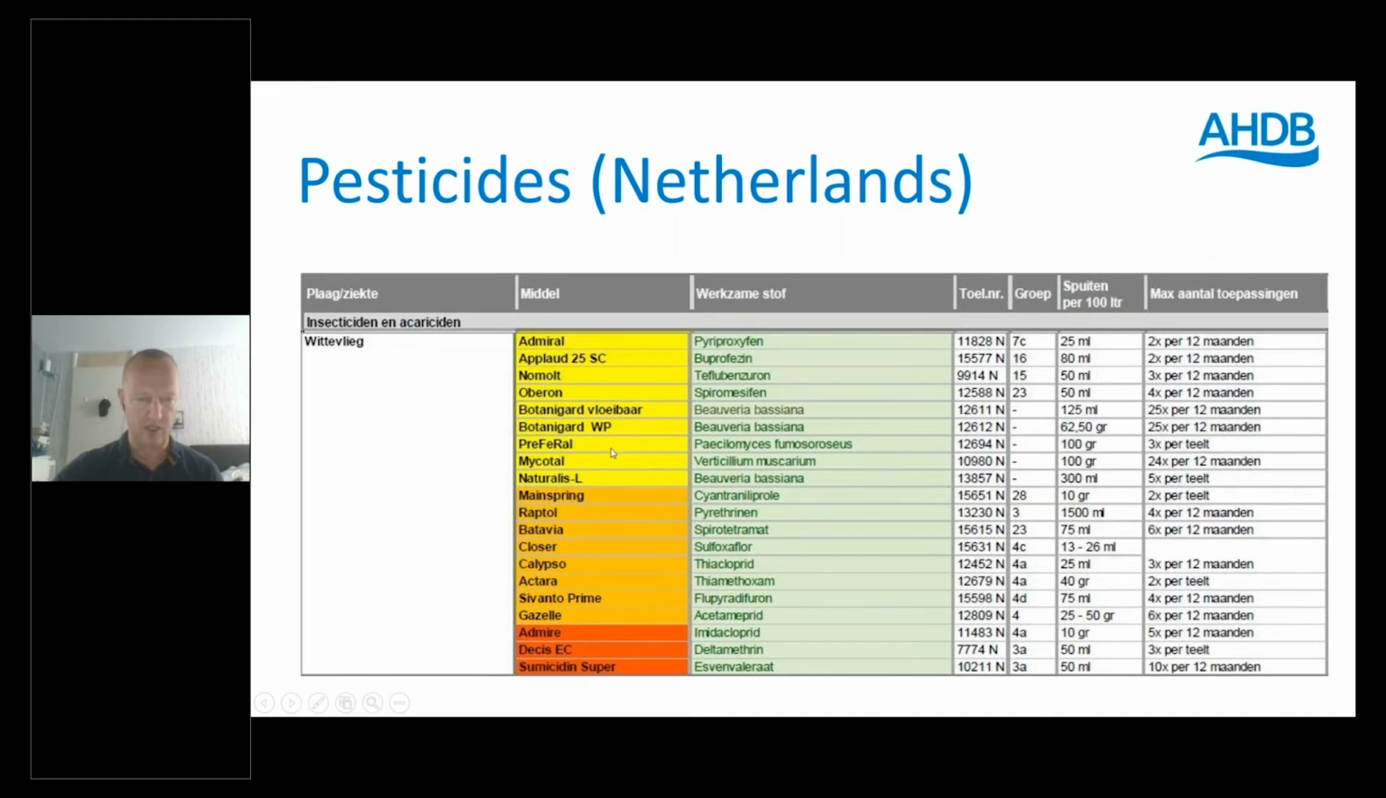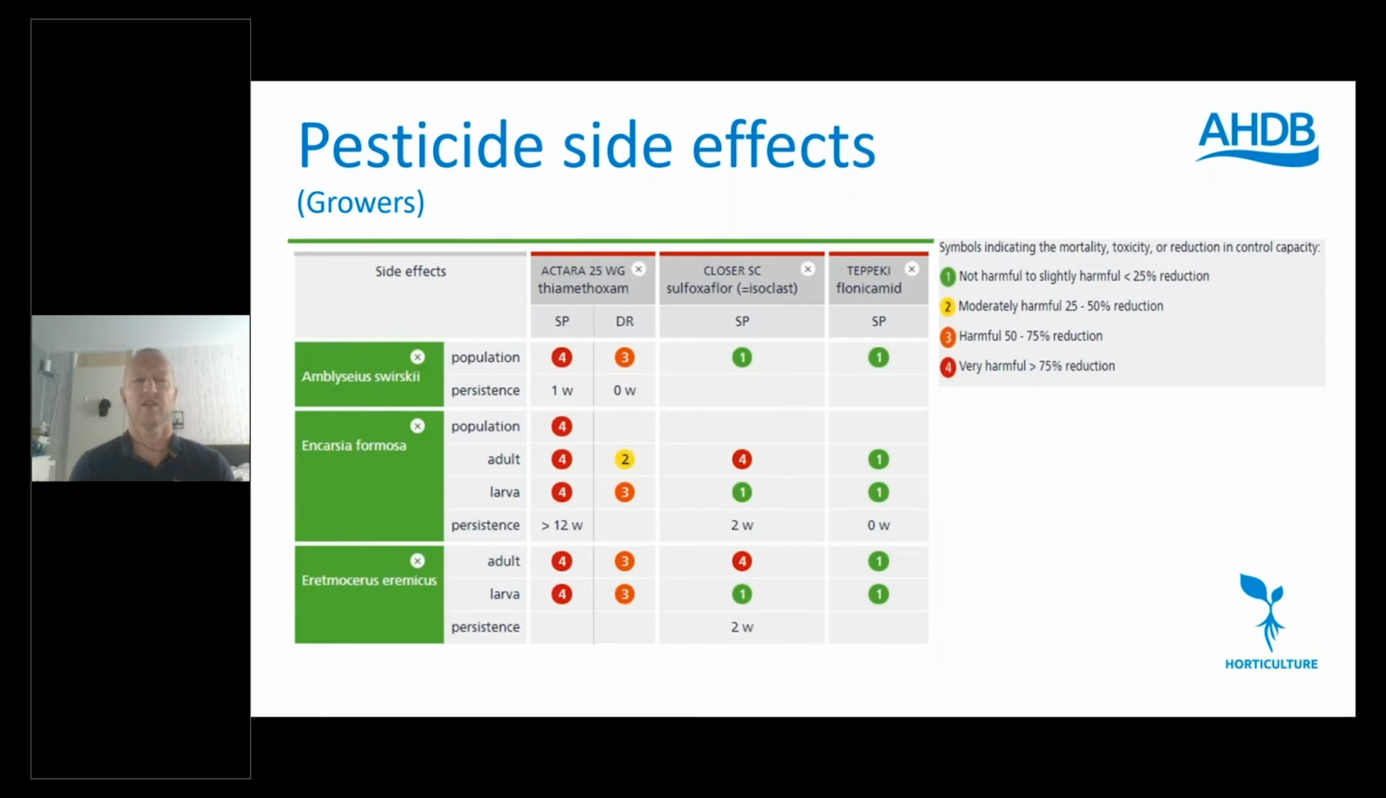The yellow ones are the softer chemicals, the orange are a little bit harder, and the red ones are hard chemicals. So this is the list growers can work with, but watch out if you want to use, for example, Actara. It's still legal, but you can see your Swirskii will be killed by it. And even worse, it will kill all your Encarsia formosa, your wasp, and you have a persistence of 12 weeks. So then you're out with that beneficial.